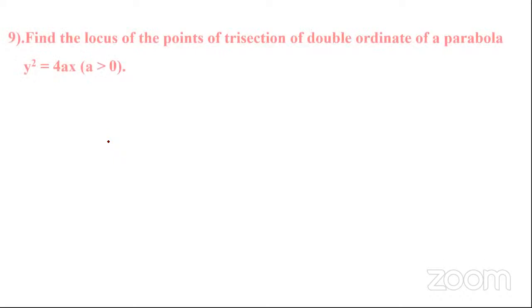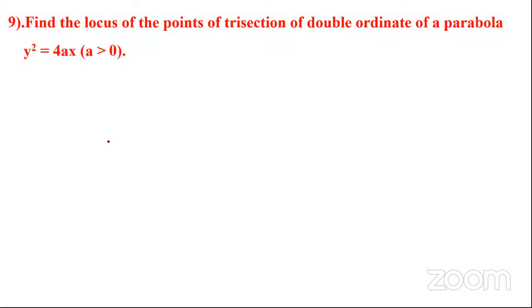Next, find the locus of points of trisection of a double ordinate of a parabola y square equal to 4ax, where a is greater than 0. Trisection means a point on the line that divides it into 3 parts, actually 2 parts, in a 2:1 or 1:2 ratio. So that is the solution.